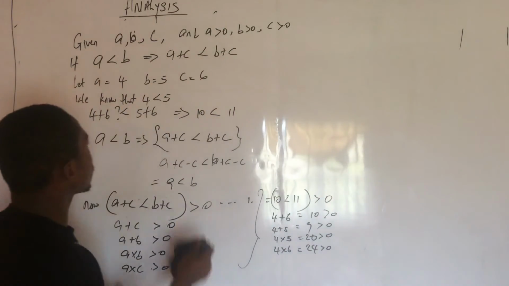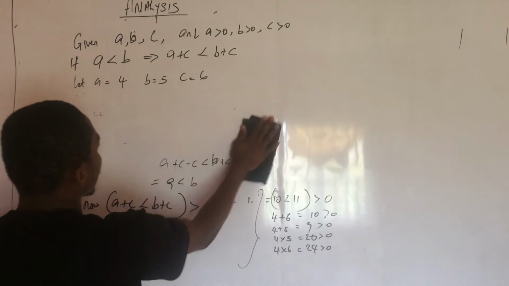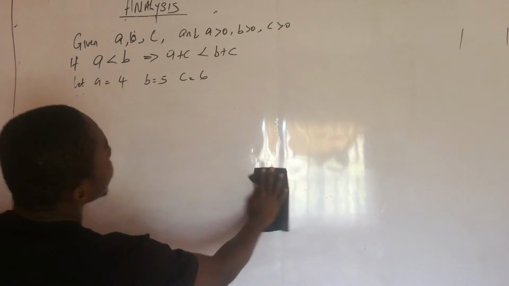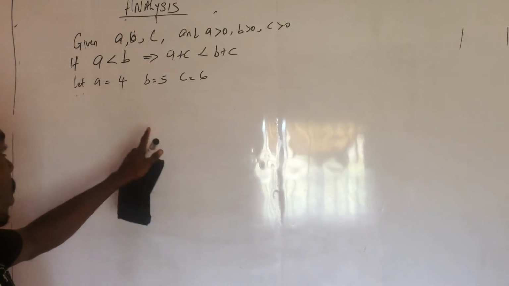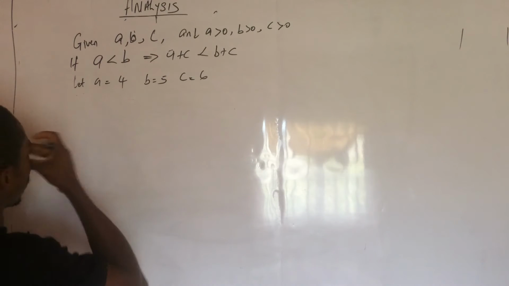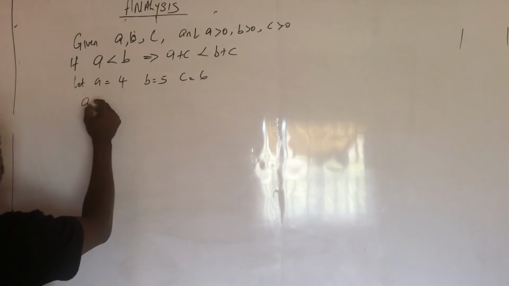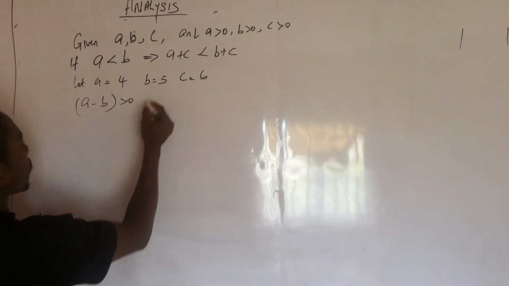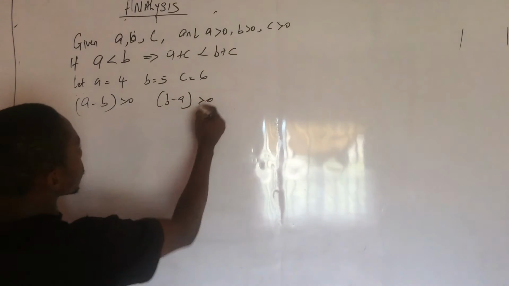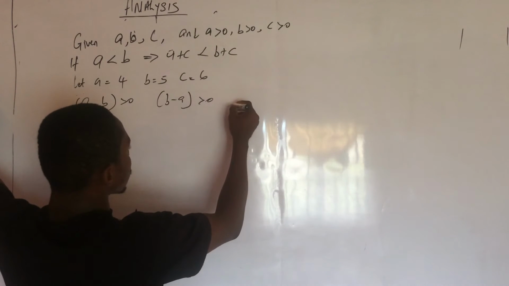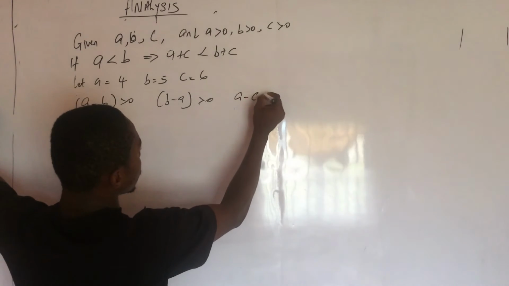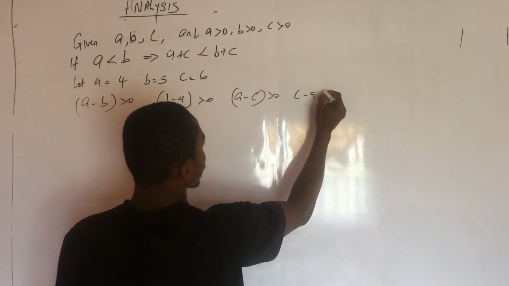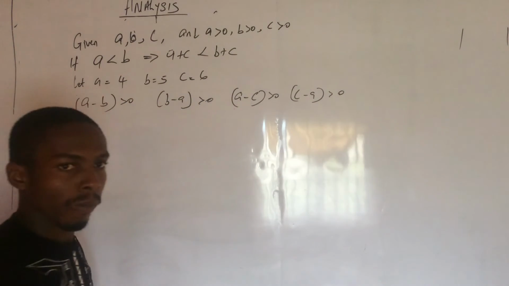So now, having done this, let us try division and subtraction. Since this holds for any two given numbers, let's check if this one holds. Let's check if A minus B is going to be greater than 0. Let's check B minus A. Now let's talk about A minus C, and C minus A, and check whether each is greater than 0.